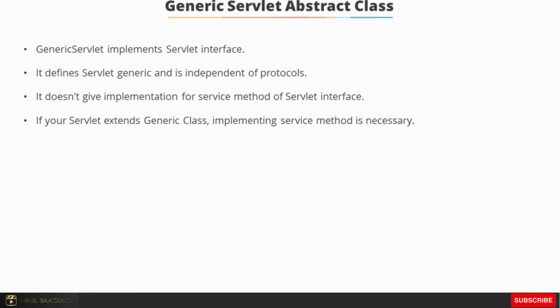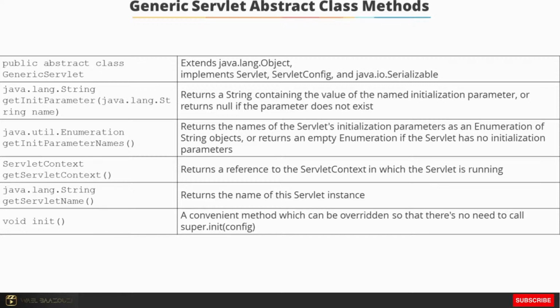The GenericServlet abstract class implements the Servlet interface. It defines a generic servlet and is independent of protocols. It doesn't give an implementation for the service method of the Servlet interface. If your servlet extends the GenericServlet class, implementing the service method is necessary. So here we see the abstract class GenericServlet, which implements Servlet.